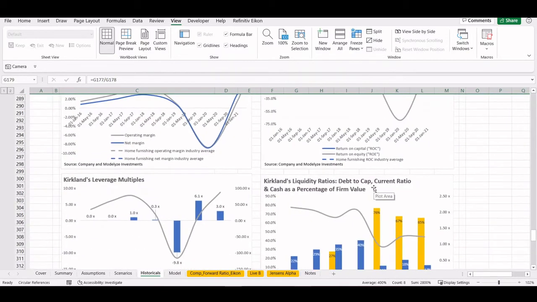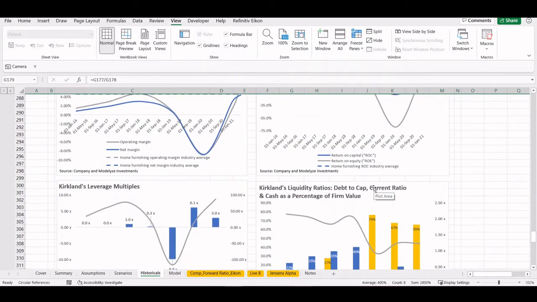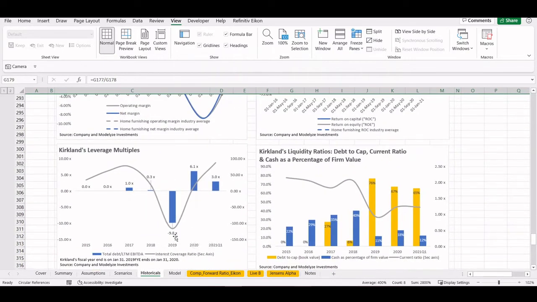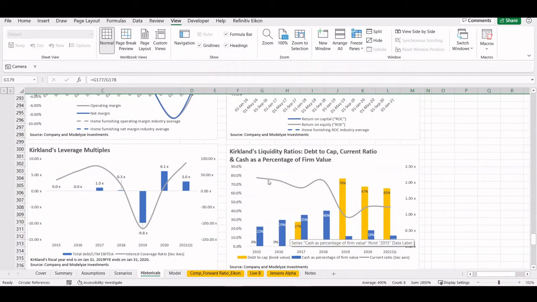If we look at leverage multiples, and of course, looking at their balance sheet strength from a leverage perspective, the total debt to EBITDA is not meaningful, given the EBITDA has been negative in this specific year, but the interest coverage ratios have been strong. If we're looking at this secondary axis, they can meet their interest and operating lease payments. But from a balance sheet perspective, cash as a percentage of firm value has been quite high, which is displayed here in the blue bars. It's 12%. It's above the furnishings industry average.